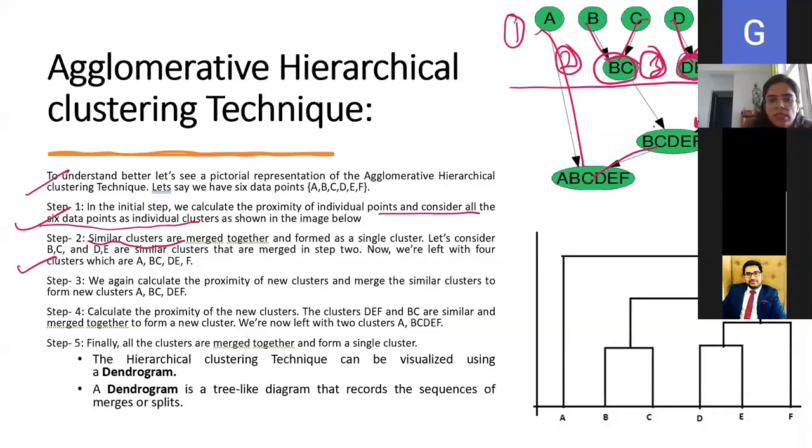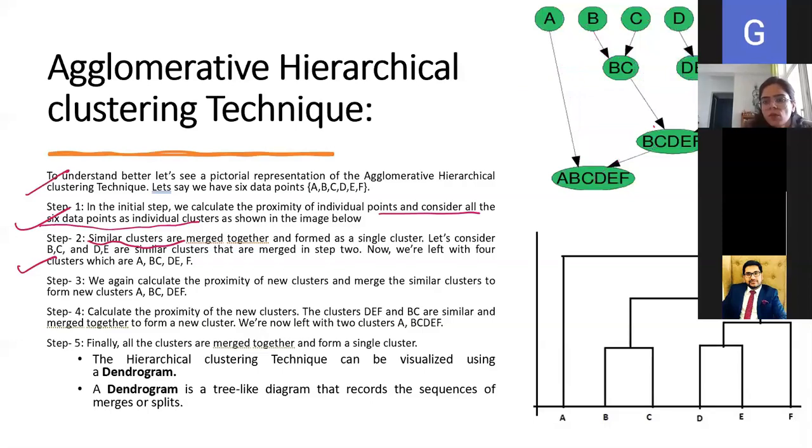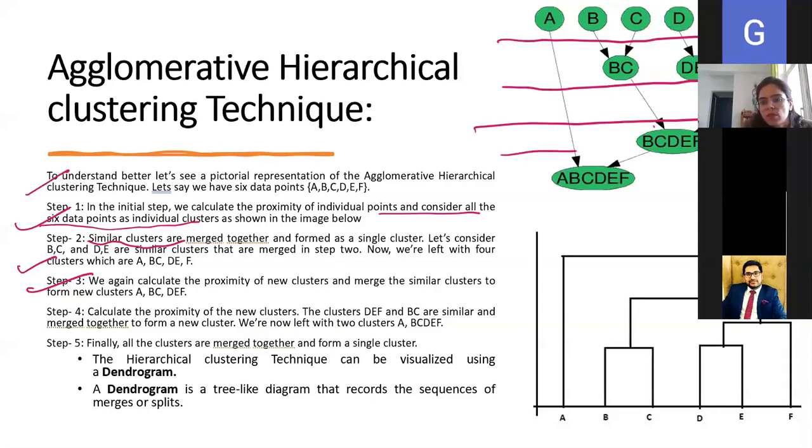Let's consider B, C and D, E are similar clusters that are merged in step 2. Which clusters merged in the second step? B, C are grouped together, D, E are grouped together. Yes. And we again calculate the proximity of the new clusters and merge the similar clusters to form new clusters. Which clusters are formed now? A, then D, E and F, and B, C, those 3. Then in the fourth step we had B, C, D, E, F and A. And in the last step everything is grouped together.